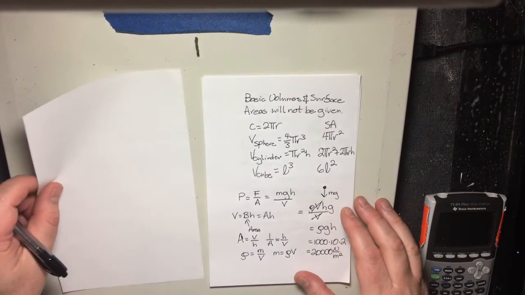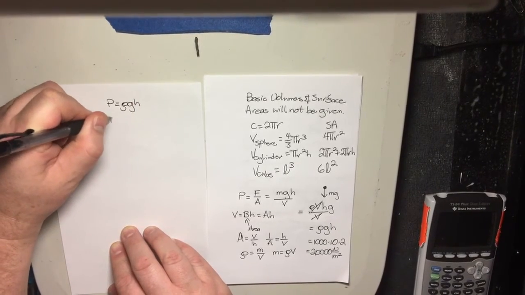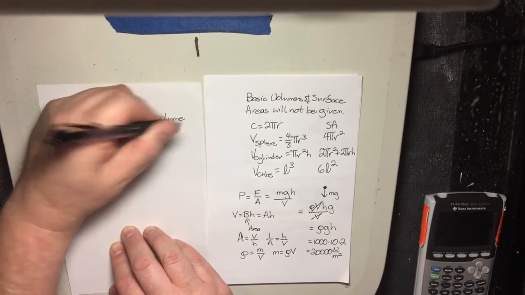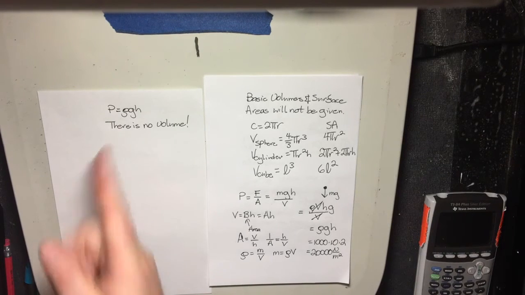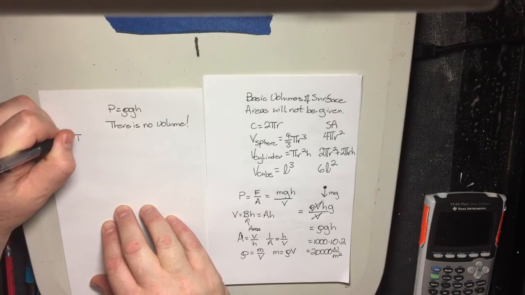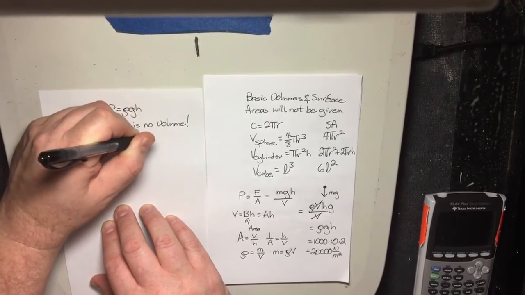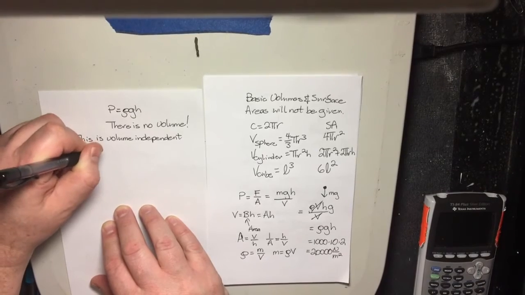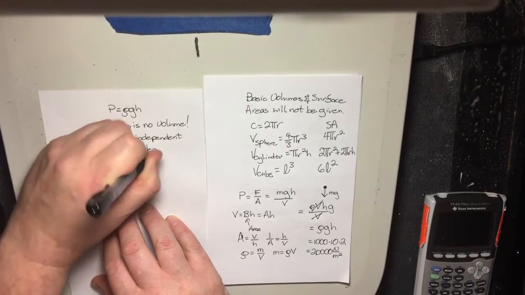But the one thing that we notice from this equation is there is no mention of volume in the pressure equation of this particular form. Now, granted, we did start with it, but with a simple substitution, volume was eliminated. This is volume independent. It is only depth dependent.